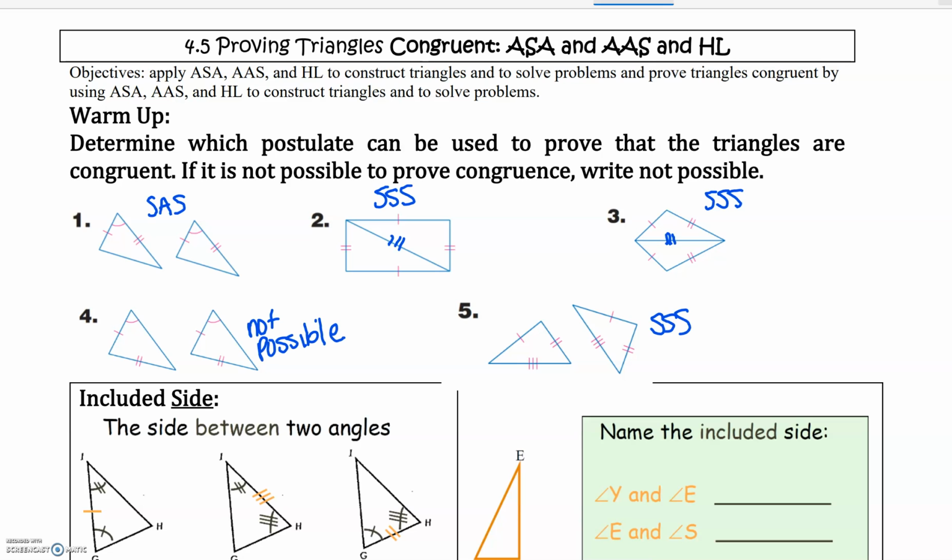Double check your answers for 1 through 5. On 2 and 3, make sure that you marked your reflexive, that they are sharing, and then both of those ended up being side, side, side. Not possible for number 4 because this side is not over here to make it an included angle. So it ends up being not possible.